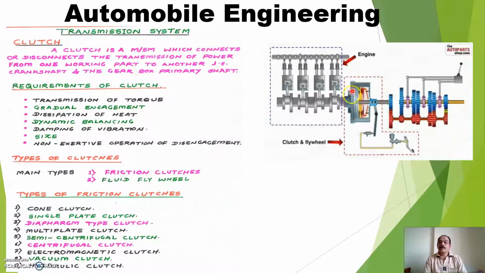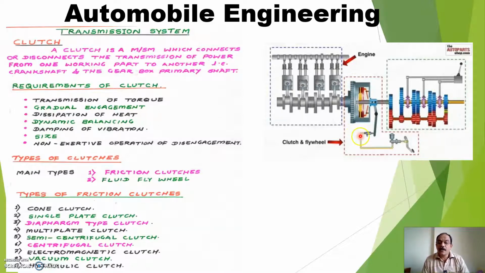Now here is the main element, which is called the clutch. The function of the clutch is a mechanism which connects or disconnects the transmission of power from one working part to another. That is, the crankshaft, this is the crankshaft, and the gearbox primary shaft, this is the gearbox primary shaft.